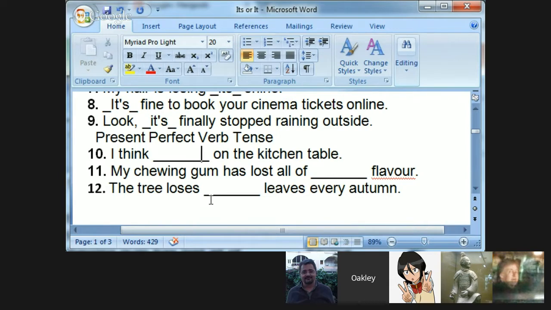Vicente, try this one. I think it's on the kitchen table. It's a contraction. Yes, it is. It is or it has? It is. Right. Is is the main verb. There is no other verb here.